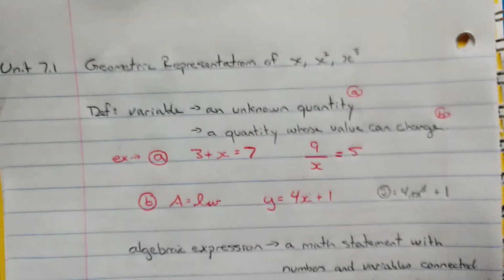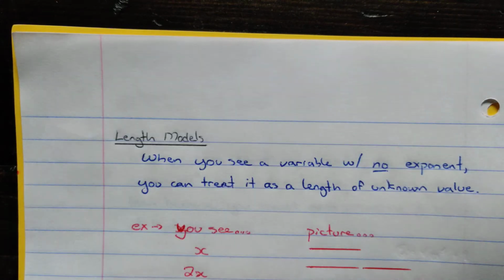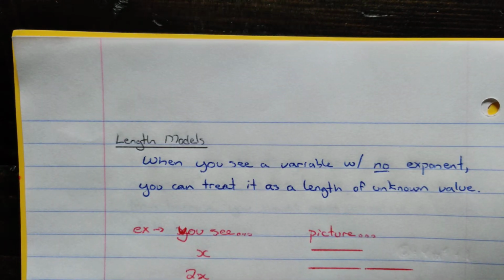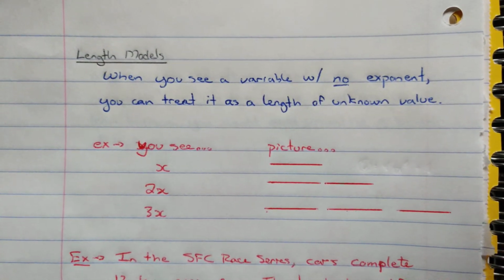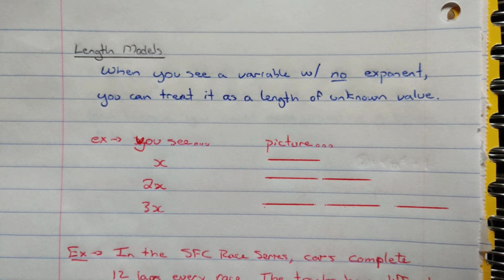Now, getting to the concept of the geometric representations, when we have something like a length model, so we're going to do length, we're going to do area, and we're going to do volume models. When you see a variable with no exponent, you can treat it as if it was the length of an unknown value. So if you see x, you should picture a line. Doesn't matter the length of the line because you don't know the length of the line. Just x represents the length of a line. We don't know it.